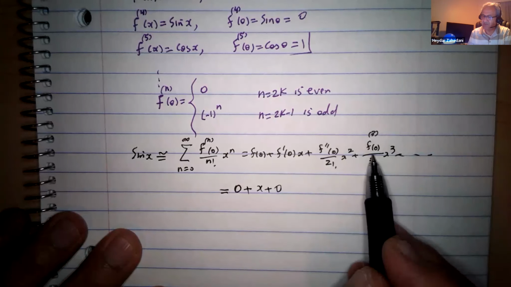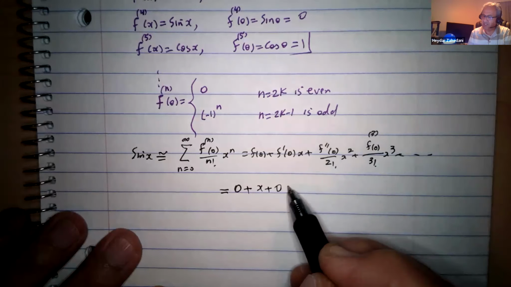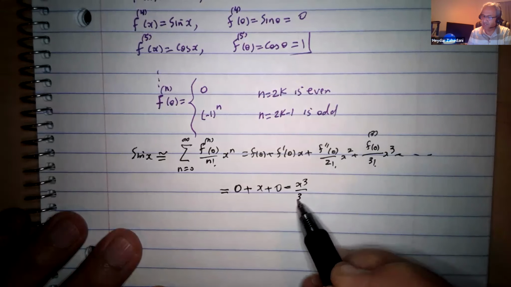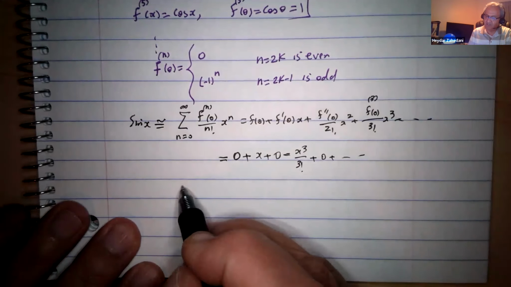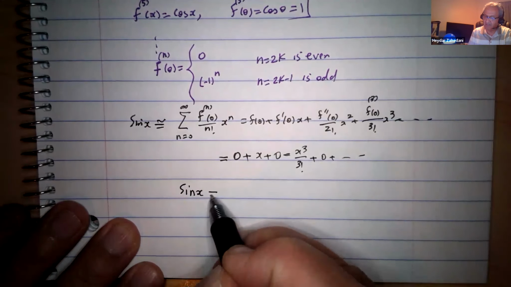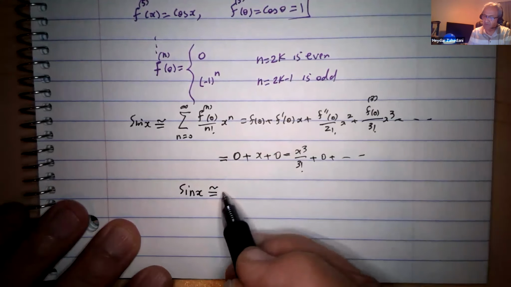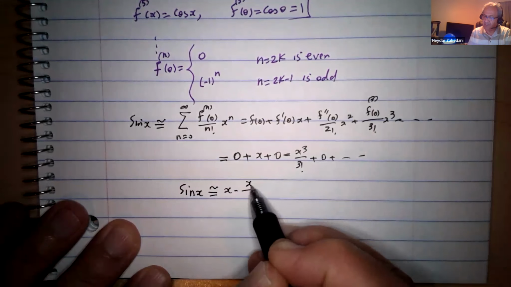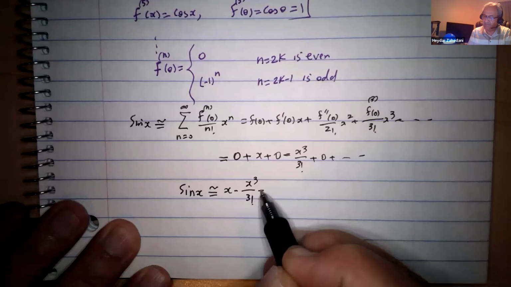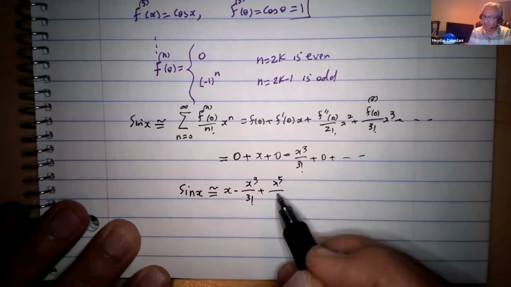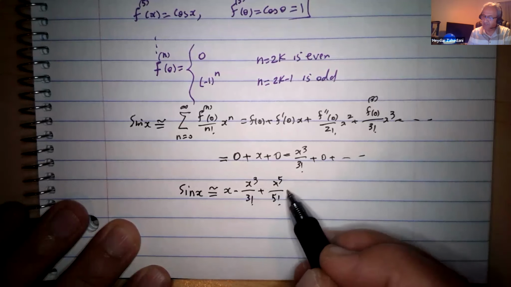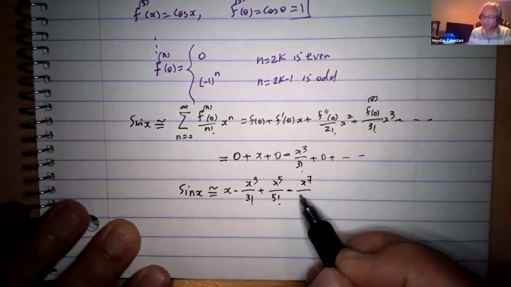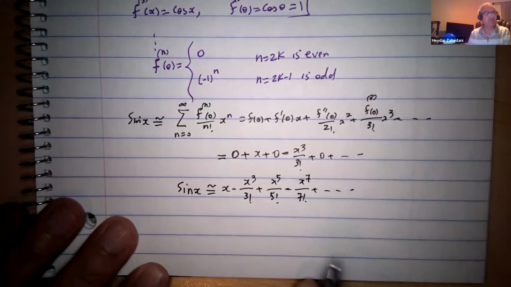The third one, the derivative is negative. So that's going to be negative x cubed over 3 factorial. And the next one is going to be 0 and then continue. So basically, this is going to be the Taylor series of the sine. Taylor series of the sine would be x minus x cubed over 3 factorial, x to the 5th over 5 factorial. It's going to be an alternating series. There is no even power. So that gives x to the 7 over 7 factorial, etc.